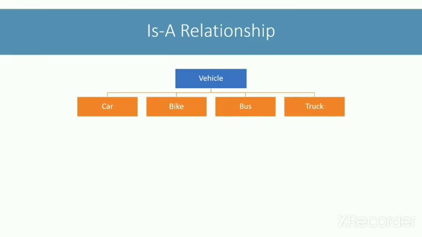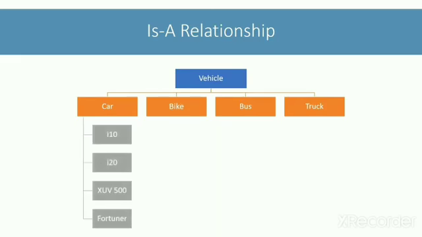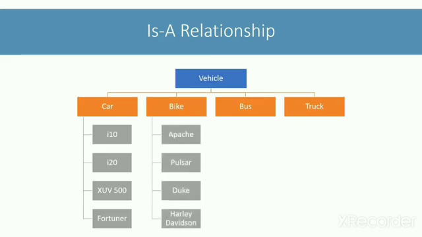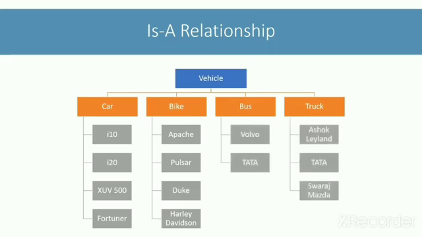Building on it a little further, there are many different types of cars: i10, i20, XUV 500, Fortuner, etc. This is also an example of is-a relationship where each one of these is a car. Similarly, for bikes, you may have a TVS Apache, Bajaj Pulsar, KTM Duke, or Harley Davidson, and each of them is a bike. You can extend this similarly for buses and trucks as well.